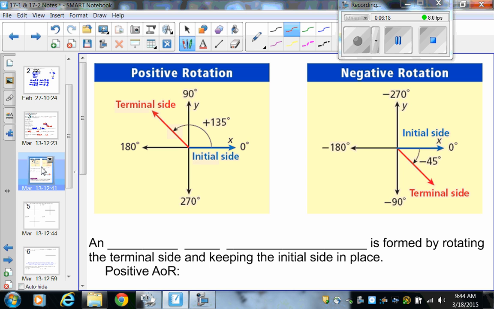Now we have positive rotations and we have negative rotations. So if the initial side is on the positive x-axis and we rotate counterclockwise, which is going up from your initial side, then we're going to have positive rotations. When we have our initial side and we rotate clockwise, which means you're going to go down, then we have negative rotations.